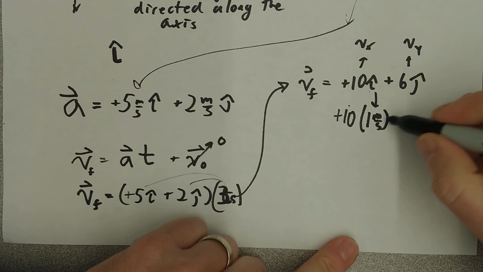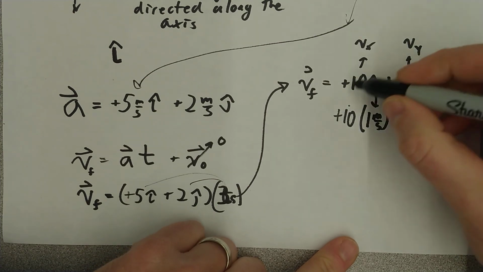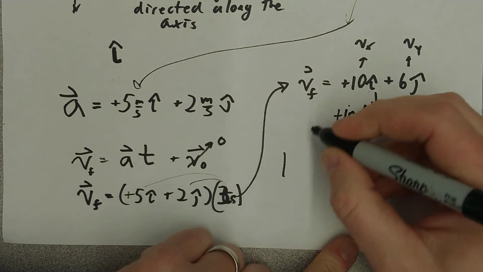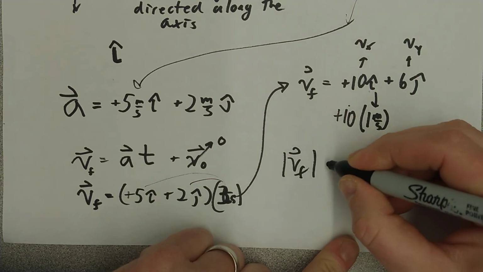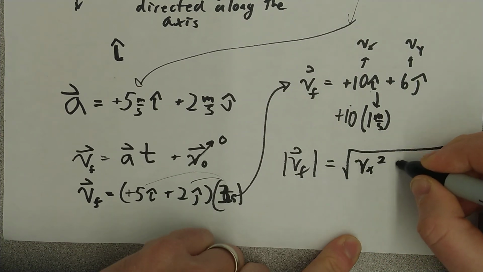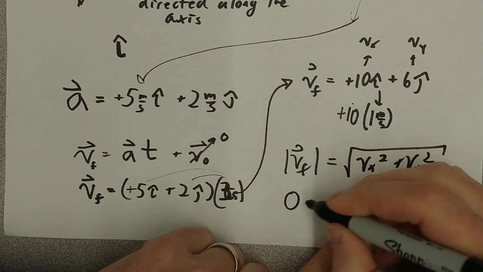But the trick is you can't add 10 and 6, right? You have to then use Pythagorean's theorem. So the magnitude of any vector, right? Magnitude of this final velocity, I would have to do square root of the terms vx squared plus vy squared. And then you could find angles as well.